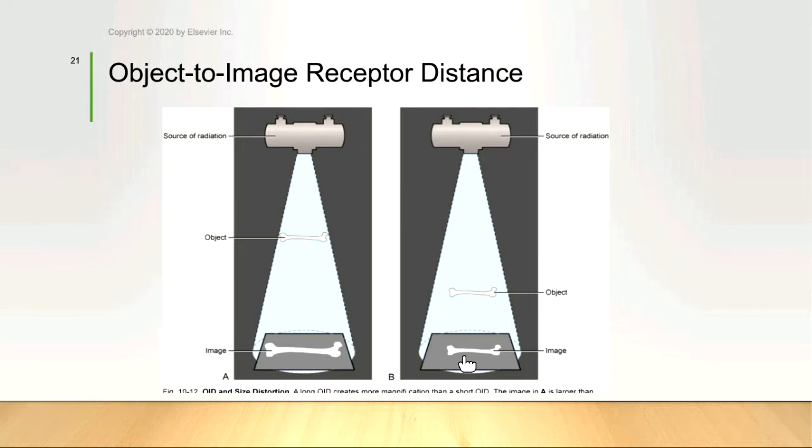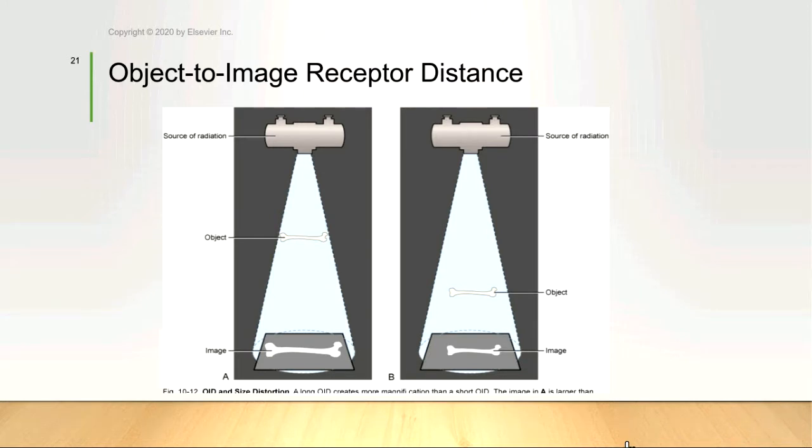This is way more magnified because the OID is so much more here than here. So is it magnified a little bit here? Yes, but you've got less OID, equal SIDs. Less OID, less distortion. More OID, more distortion. This one is more magnified than this one, okay? And that is on the bottom of page 140 for reference.